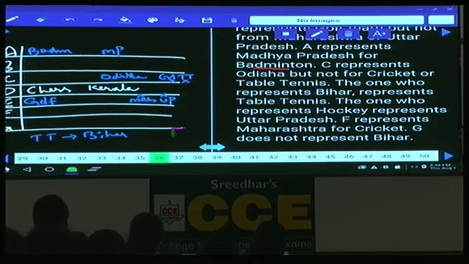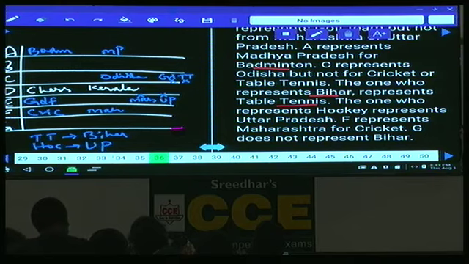As of now we cannot represent the data. There are 3 possibilities for B, F and G, and so we are representing below the diagram. The one who represents Bihar represents table tennis. The one who represents hockey represents Uttar Pradesh, hockey and Uttar Pradesh must be the same. F represents Maharashtra for cricket. That is clearly given.